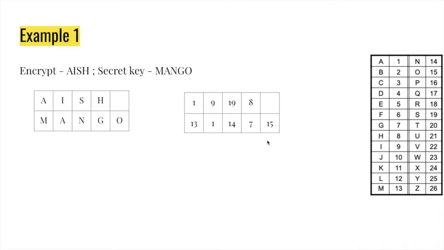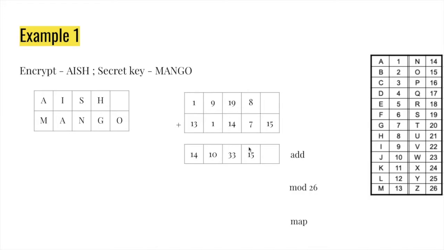Try to remember the mathematical representation of encryption. Here, first we add the numerical values, and then we take a modulus by 26. Listing down the steps that we are going to do here. First, we add these values. So 13 plus 1 is 14. 9 plus 1 is 10. 19 plus 14 is 33. 8 plus 7 is 15.